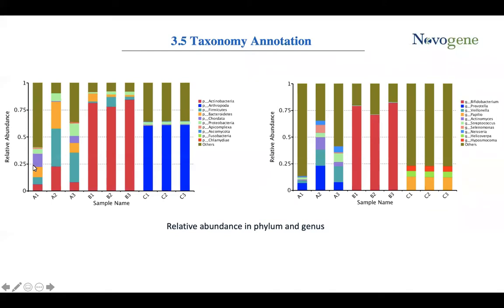The y-axis here represents the relative abundance, and the x-axis represents the sample name. And this "others" means the total relative abundance of the rest of the phyla besides the top 10 phyla we presented above.